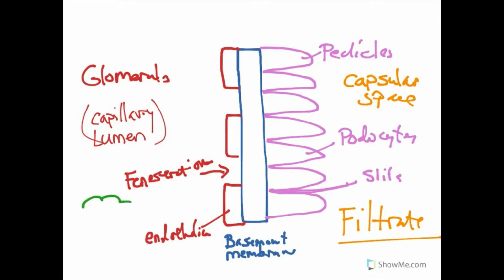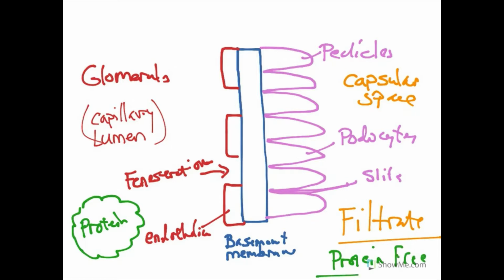Now, something I want to add here, and I find it very important that we discuss this, is that here we have a plasma protein. And this protein, you notice, if it tries to get through the fenestrations and these slits, it can't. So our filtrate should be protein free, as it produces some basic filtrate free of protein. These proteins can't enter through this.